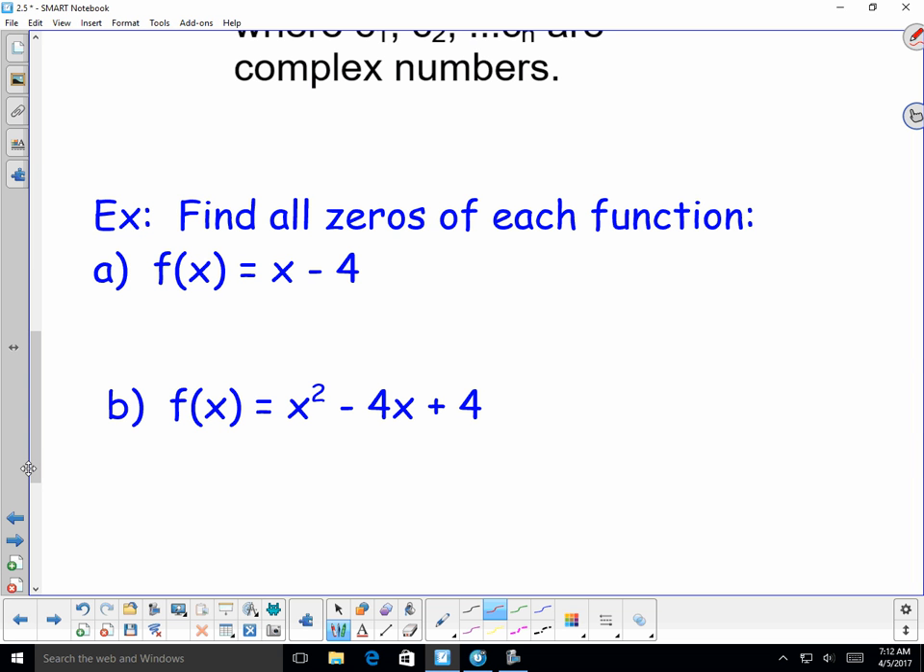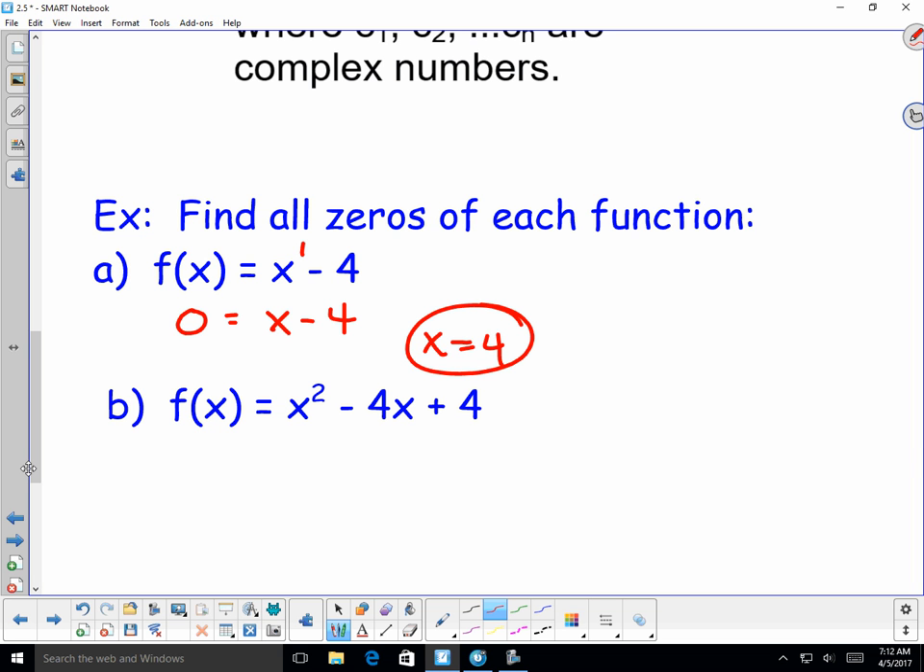For this first example, we're finding the zero of f of x equaling x minus 4. Well, remember, what is the zero of a function? It means any number that makes our function equal to 0. So to solve for a zero of a function, you set your function equal to 0, and then you solve. So here we get that x must equal 4. That is the only zero of that function. And notice it was a degree 1 function, so it's got 1 zero.